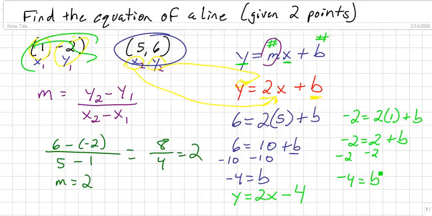So you can see I still get the same value for b. It doesn't matter which ordered pair I substitute in, it's still going to give me the same value of b. But the trick is to make sure you put your final answer into slope-intercept form, where y is always y, x is always x, but my slope is always a number, and my b is always a number.